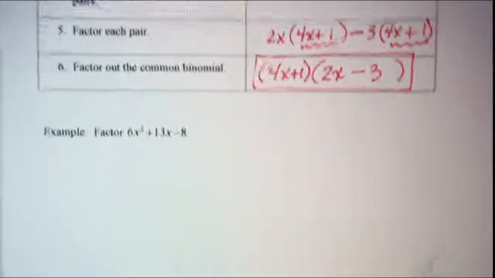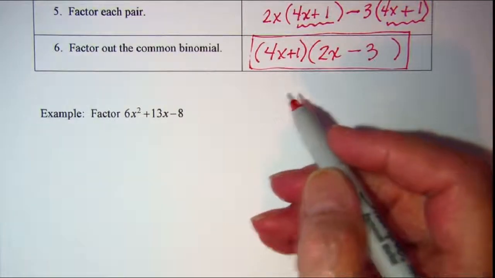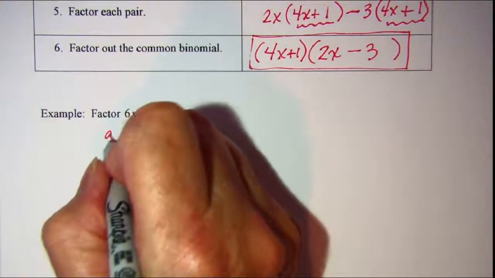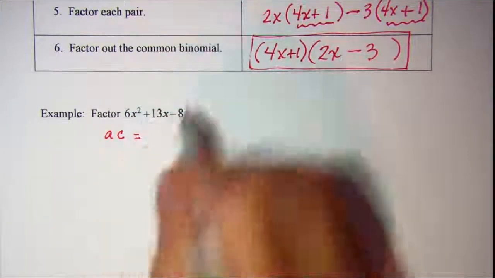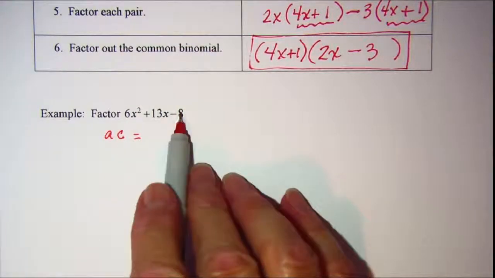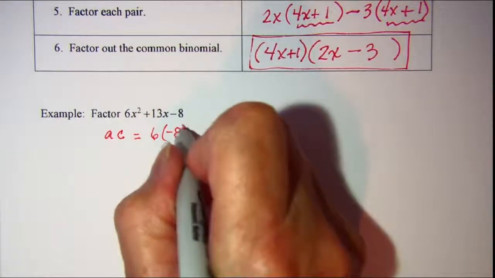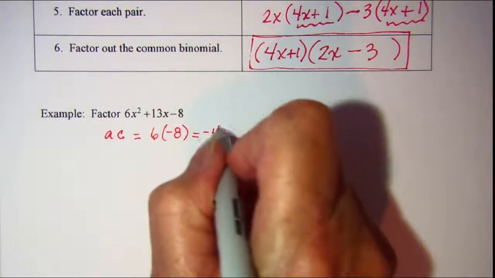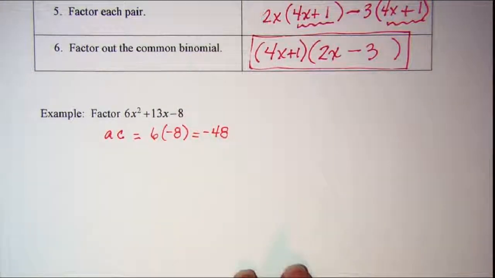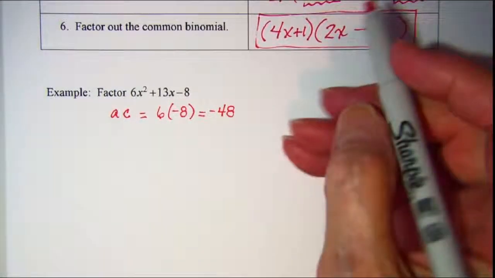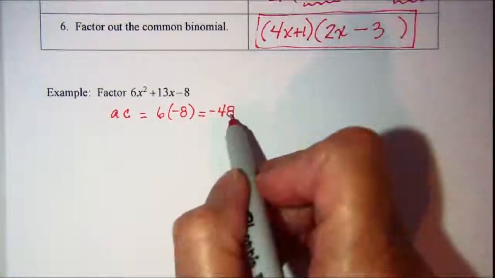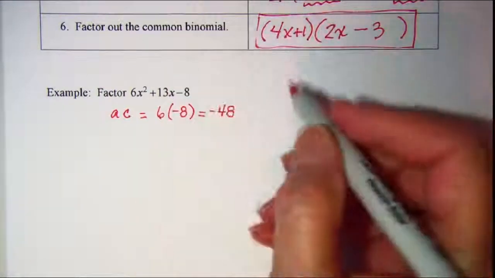Let's do another example. First find AC, and AC is 6 times negative 8, which is negative 48. Then you want to find two factors of negative 48 that add to give me this 13 right here.